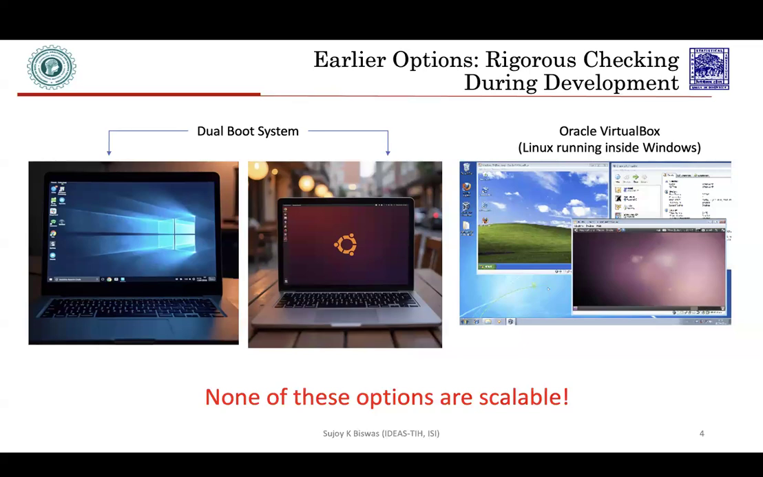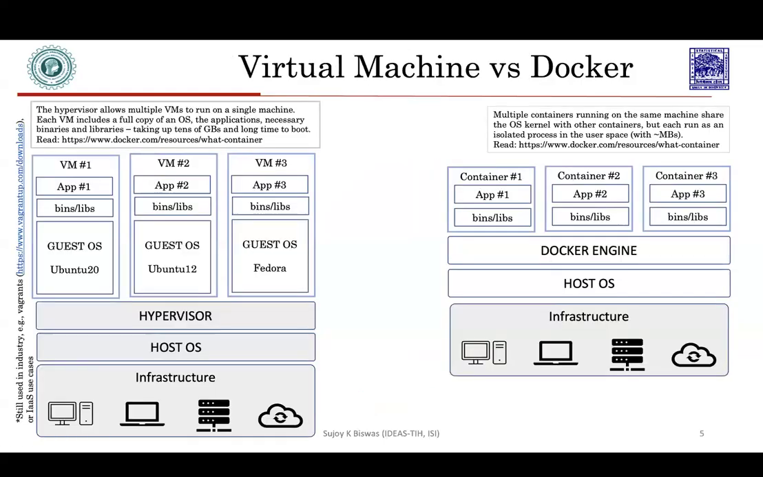You don't need this dual boot kind of stuff anymore. But none of these options are scalable. This dual boot system or the VirtualBox, somebody used to have VirtualBox, these are not scalable. So we have a new technology that really helped us in this area, that is called Docker. Docker is something that actually uses your own operating system.